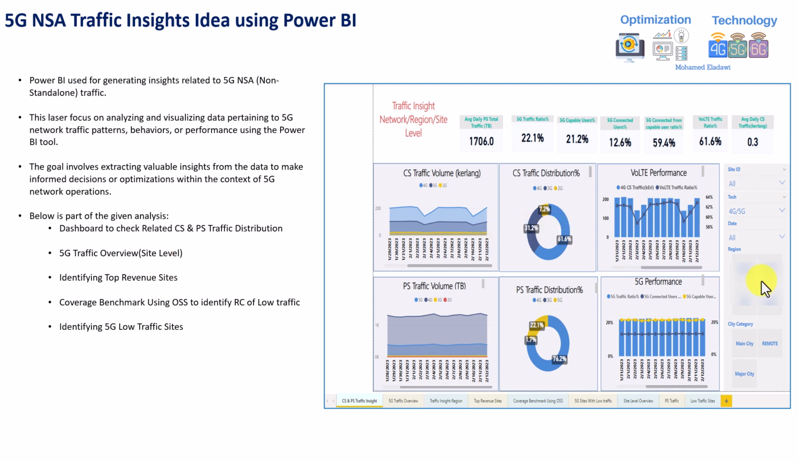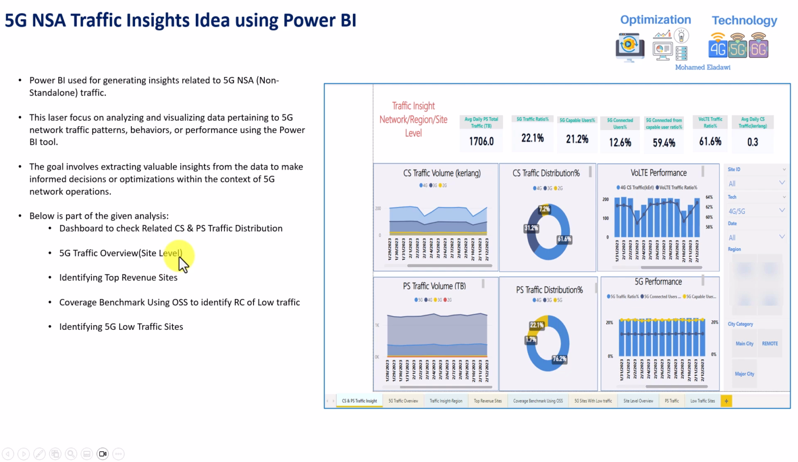So here are the main points which we are going to discuss, some of them. Here is just the overall idea for the dashboard, which is showing that you can do that for sites, regions, even at site level, cell level, or per region, as you can see, to check the current distribution of the CS or even base traffic. The second one will be showing the traffic overview, and then the site level traffic overview.